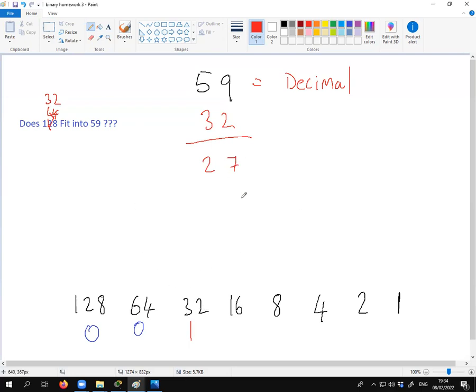So what you do, you move across and you ask yourself, does 16 fit into 27? Can you physically fit 16 into 27? Yes, you can. So you put down a 1 and you subtract and you're left with 11.